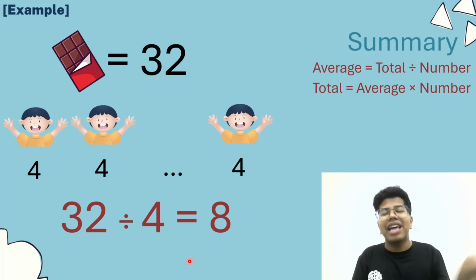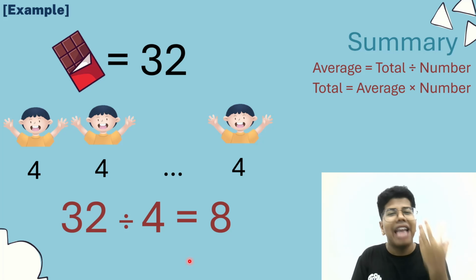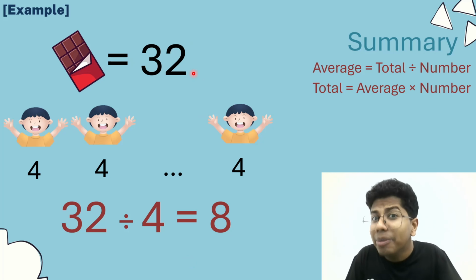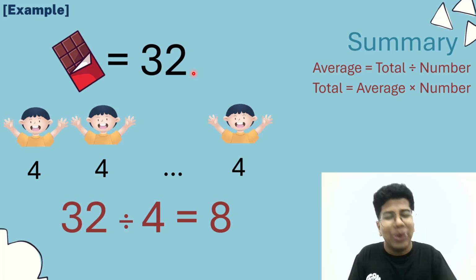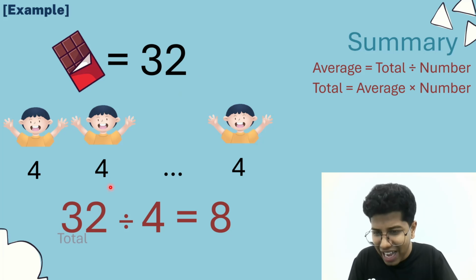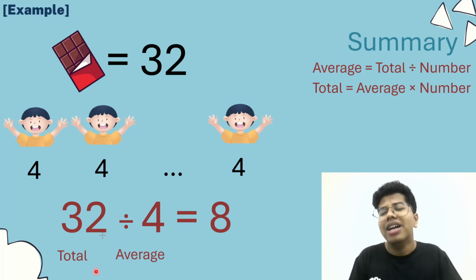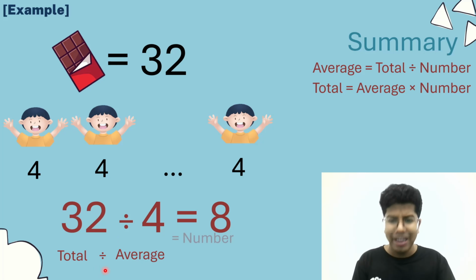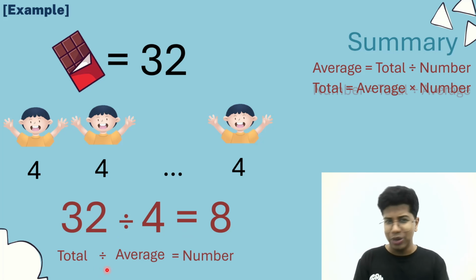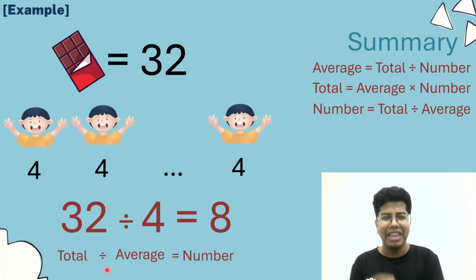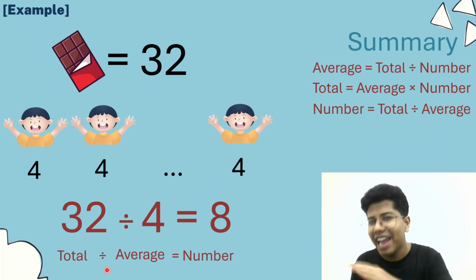Since this 4 is around the equal value, we call this an average. The 32, what does it represent? It represents the total. Very smart answer. So here, 32 is the total, 4 is the average. And how to get the number? Just divide total by average, we can easily get the number. So to summarize, number equals total divided by average.